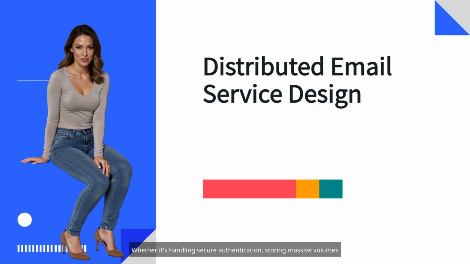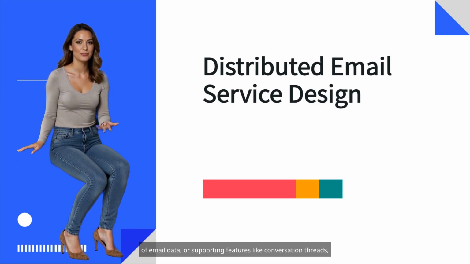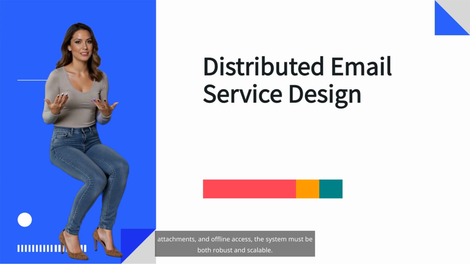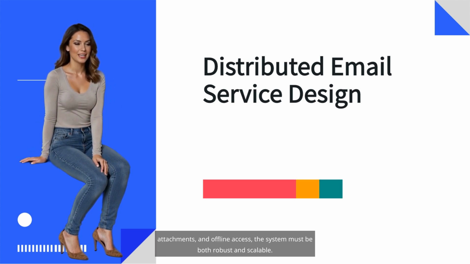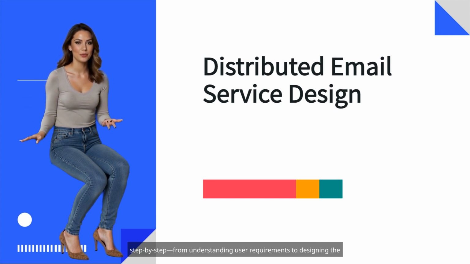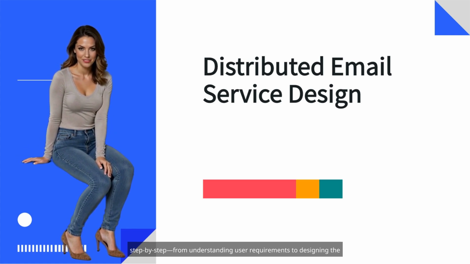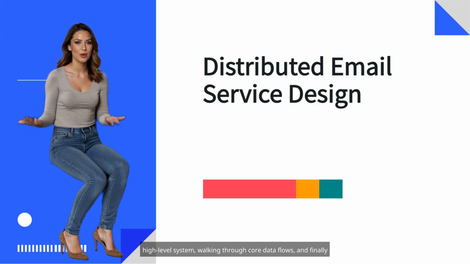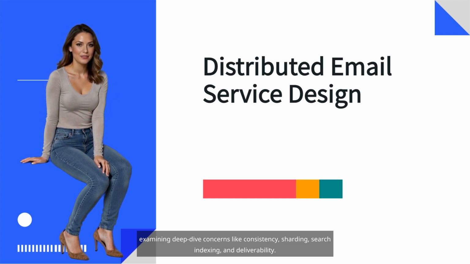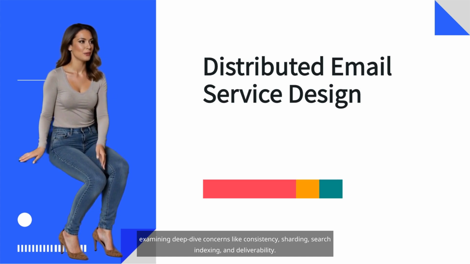Whether it's handling secure authentication, storing massive volumes of email data, or supporting features like conversation threads, attachments, and offline access, the system must be both robust and scalable. In the following sections, we'll break down this problem step by step, from understanding user requirements to designing the high-level system, walking through core data flows, and finally examining deep dive concerns like consistency, sharding, search indexing, and deliverability.